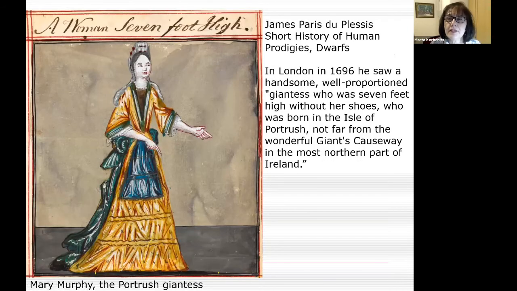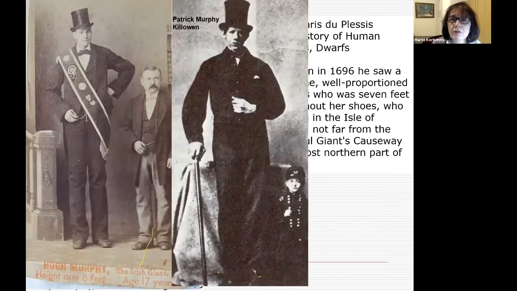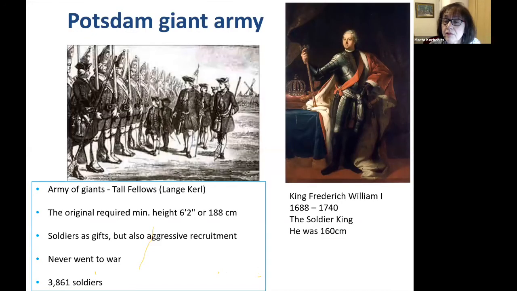And then another giantess from the 17th century who was born on the Isle of Portrush, just not far away from the Giant's Causeway in the northern part of Northern Ireland. And Hugh Murphy from the early 20th century, Patrick Murphy from Killowan, which is just again very close to Lough Neagh. And then another giant who is called James Kirkland. And he was famous because he actually went to Germany to join the Lange Kerls army of King Friedrich William.